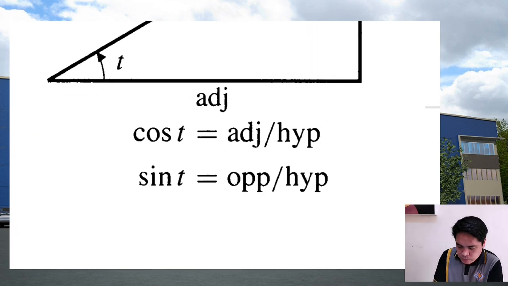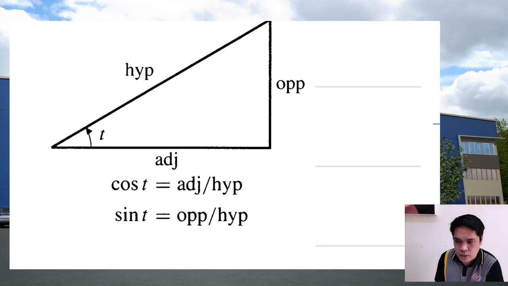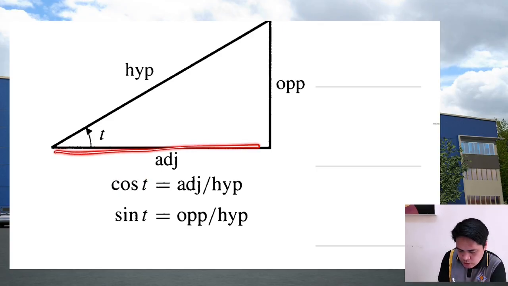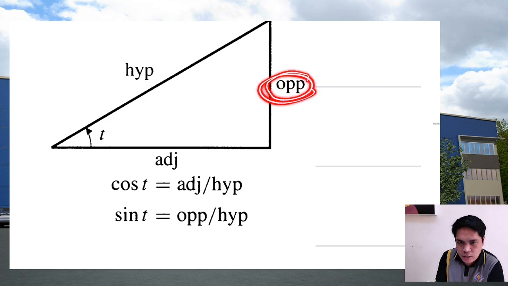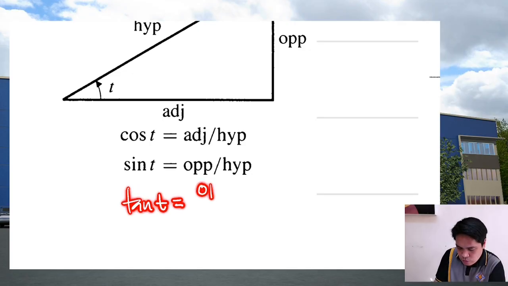Now, these functions cosine and sine are used to describe the ratio of the sides of this triangle. Cosine t, or cos t, is the ratio of the adjacent side to the hypotenuse. Sine t, on the other hand, the sine of the angle t, is equal to the ratio of the opposite side over the hypotenuse. That's too basic. We also have the third function, you are familiar with tangent. Tangent t is equal to the ratio of the opposite side over the adjacent side.